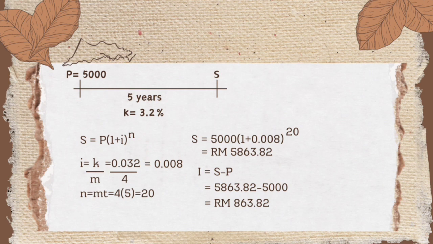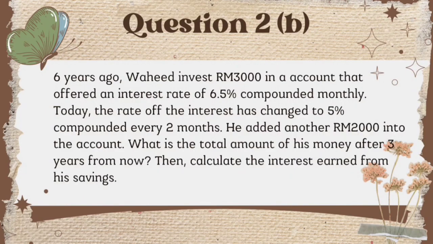RM5,863.82. For the next step, I equals S minus P equals 5,863.82 minus 5,000. So the total interest is equal to RM863.82. Question 2B. In this question there are two situations.